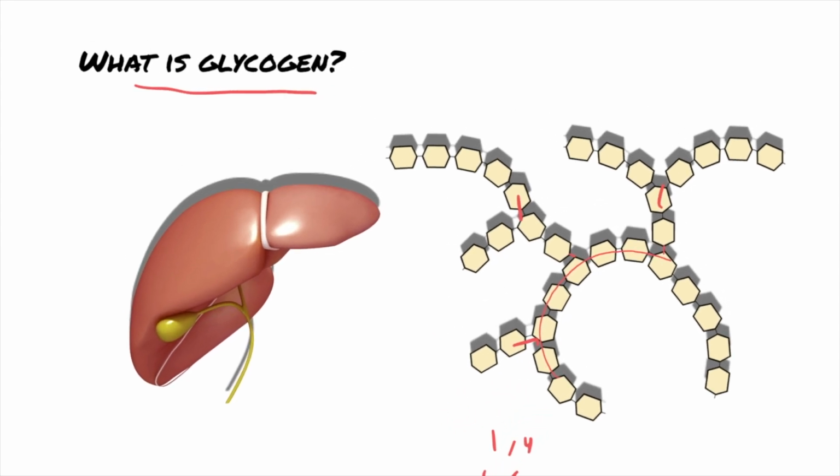Glycogen is found, as I said, in the liver of animals. It's quite compact, just like starch, branched, insoluble. So all of the good things we've learned about starch being insoluble, branched, and compact are found in glycogen as well.